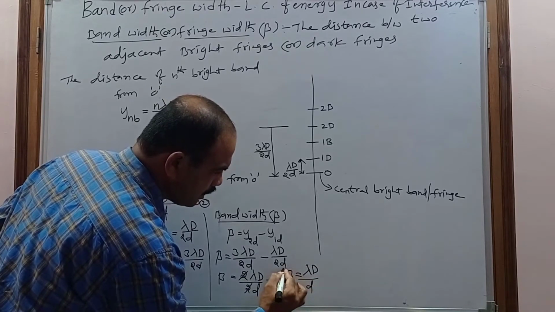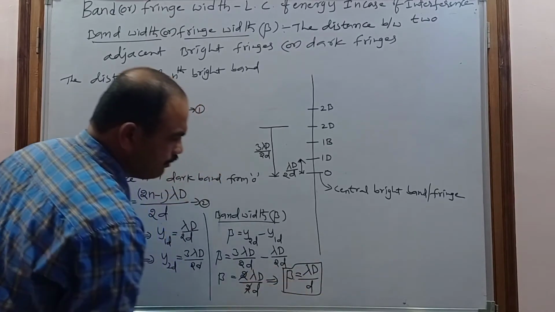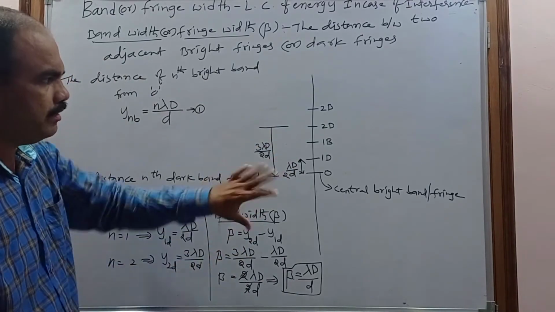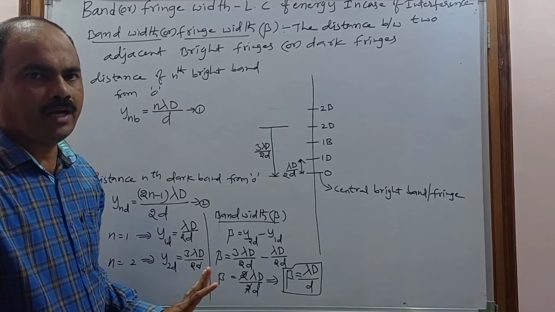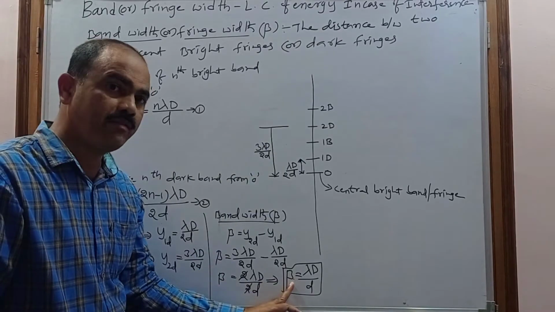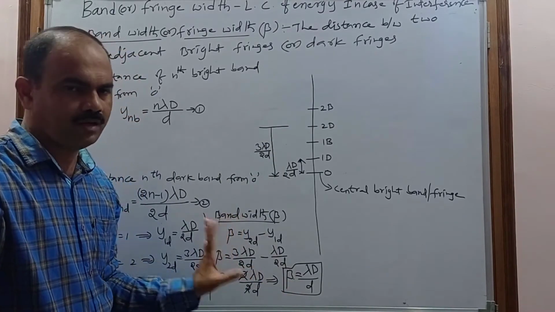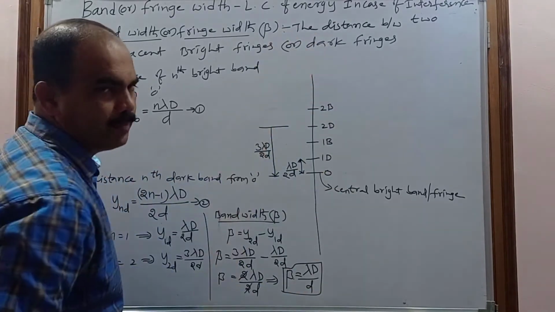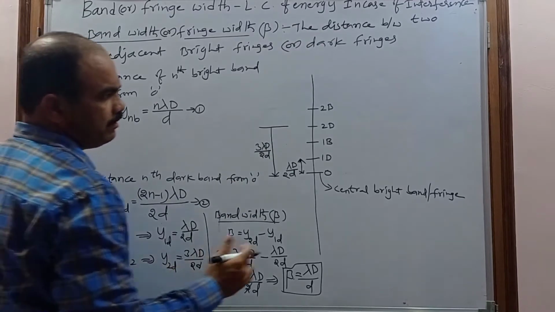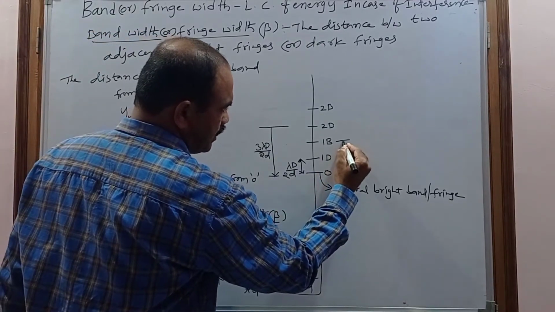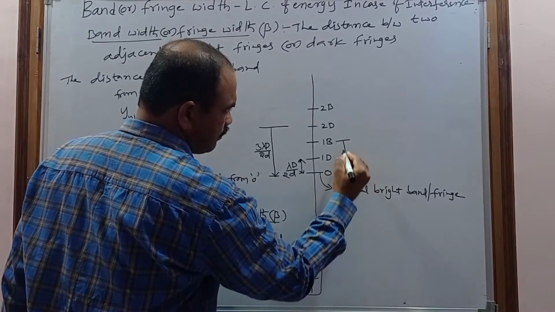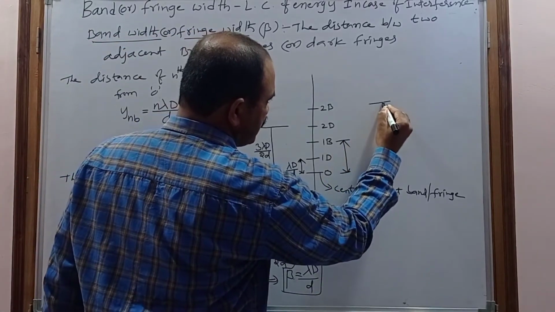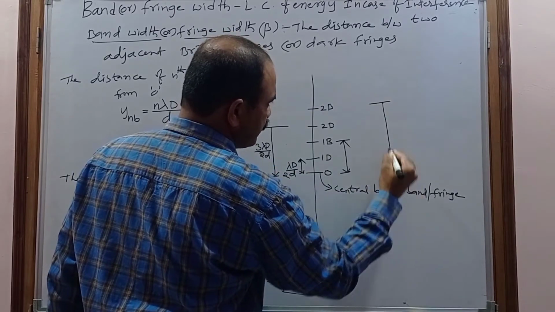This is called the bandwidth in the case of two adjacent dark fringes, the bandwidth of dark fringes. Now we have to calculate the bandwidth in the case of the bright fringes. First of all, we have to find the distance of the first bright band from the center of the screen, and then calculate the distance of the second bright band from the center of the screen.